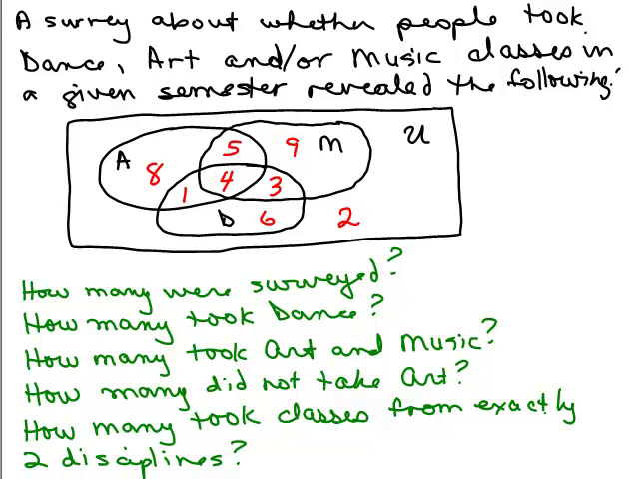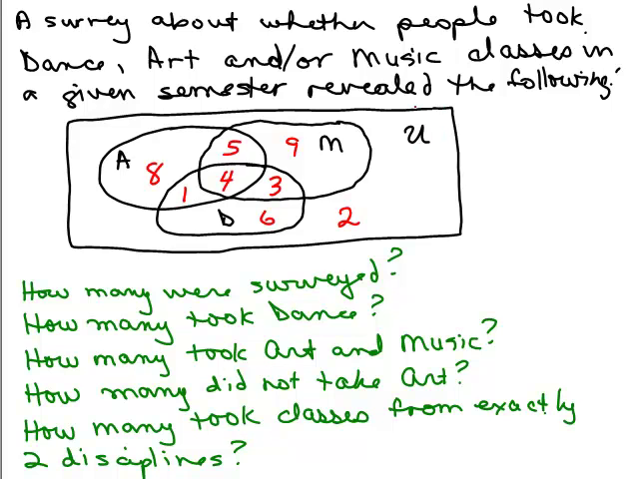So here's our first problem. It's a survey about whether people took dance, art, and/or music classes in a given semester. And so somebody took a survey and then they made a Venn diagram to give everybody the information they needed to answer these 5 questions.